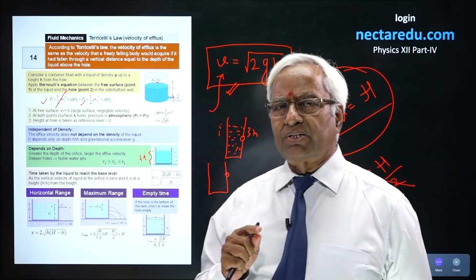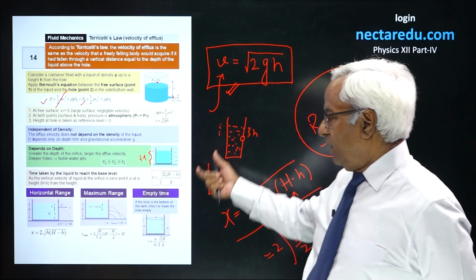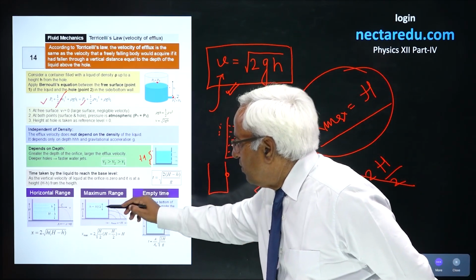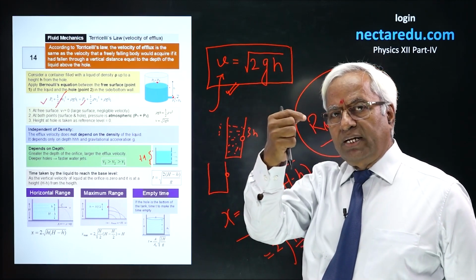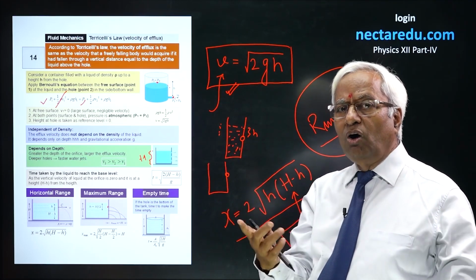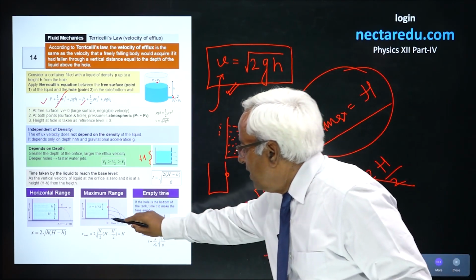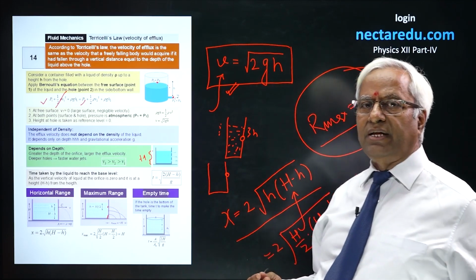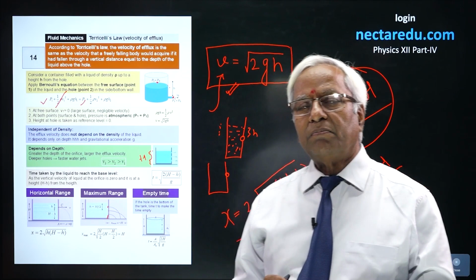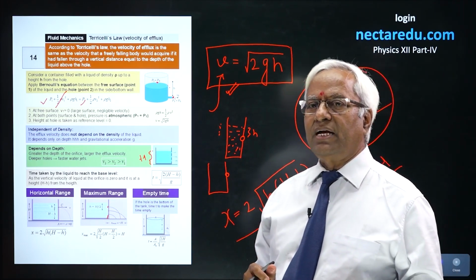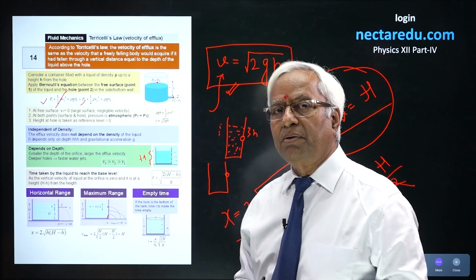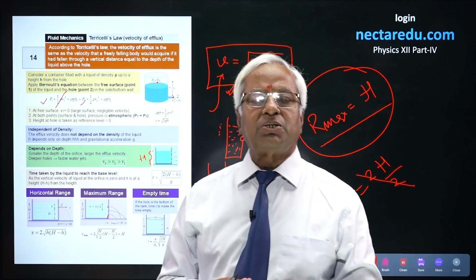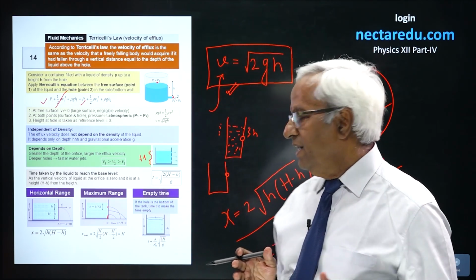One more very interesting aspect of this velocity of efflux is that when you choose the hole at depth small h from the free surface, or at other times you take the hole at a height small h from the bottom, in both the cases the range is going to be the same, but naturally it's not going to be greater than the total height of the container. Remember, if the total height of the container is H, then the maximum range possible is going to be H only.